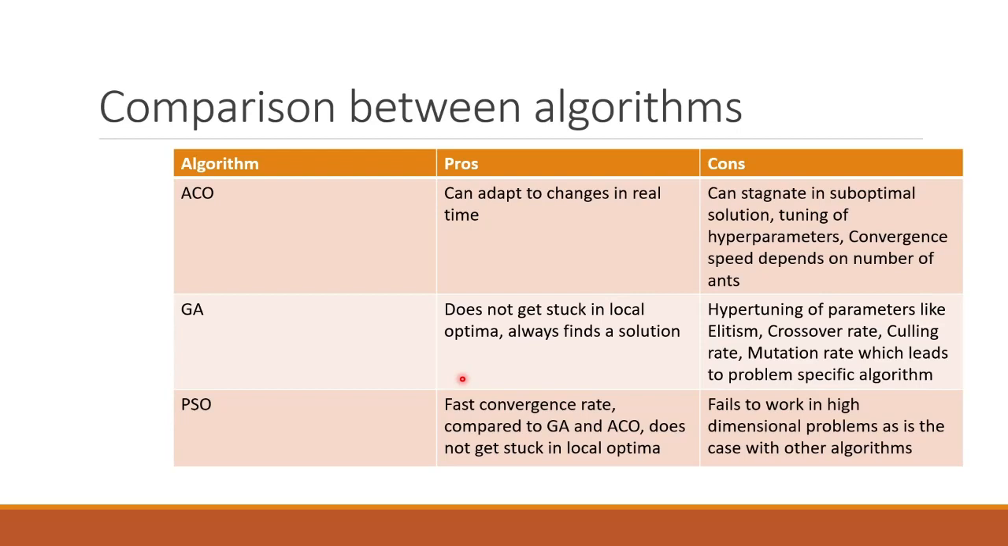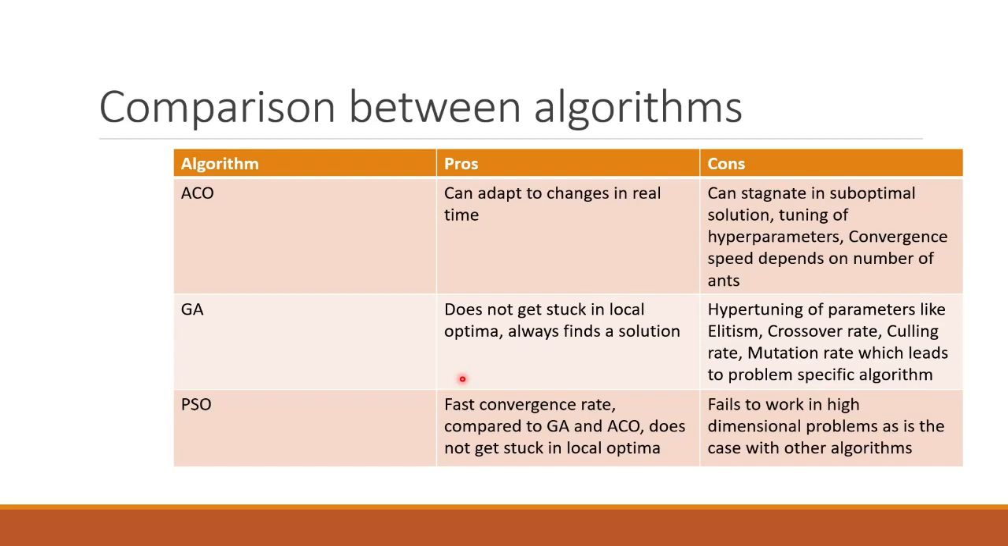Sorry, it does not get stuck in a local optima. It will always find a solution, given the crossover rate and mutation parameters are set properly. However, that is again the biggest drawback of this method, that you have to tune the parameters of elitism, crossover rate, culling rate, and mutation rate, which makes it a problem-specific algorithm.